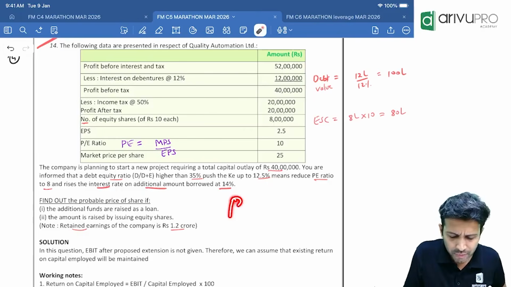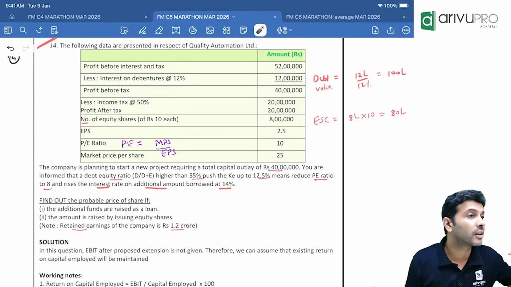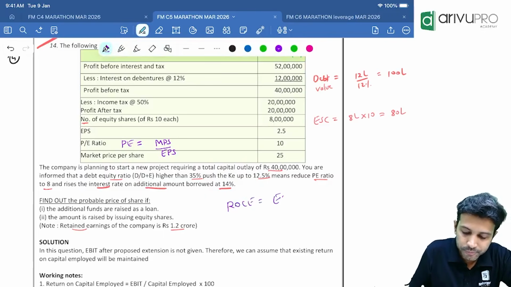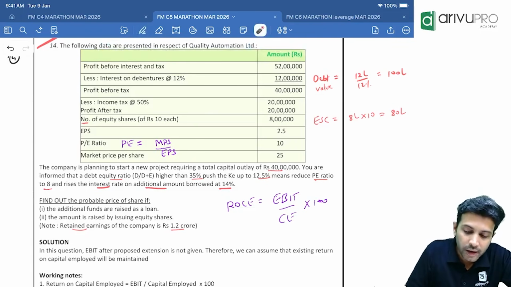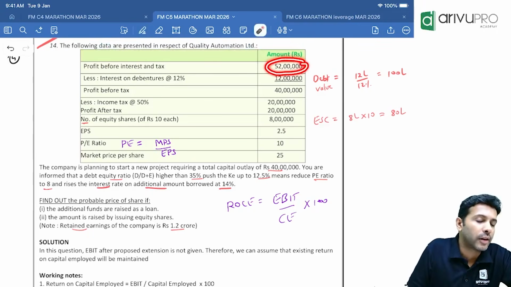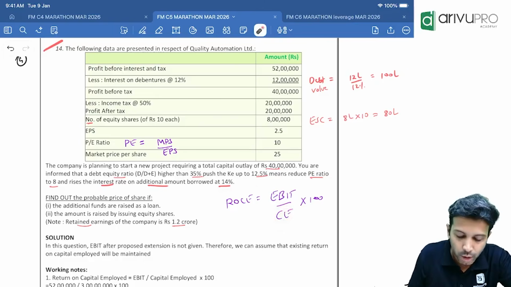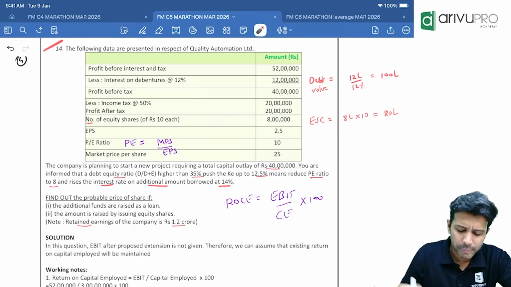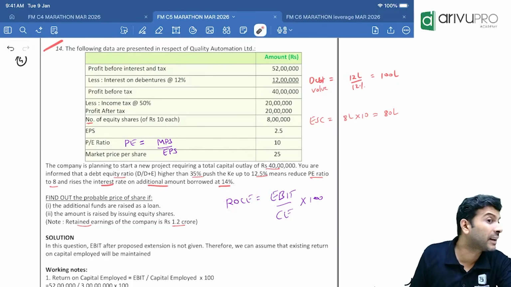Now how to sort that? Very simple. You remember we used to calculate something called ROCE, not your Valentine's Day ROSE. Here ROCE means return on capital employed. How did we calculate return on capital employed? EBIT divided by capital employed into 100. Yes, this is what we have to use here. Currently, what is my EBIT? 15 lakh. Currently, what is my capital employed? 3 crore. That means what is my current ROCE? 17 point some percentage.